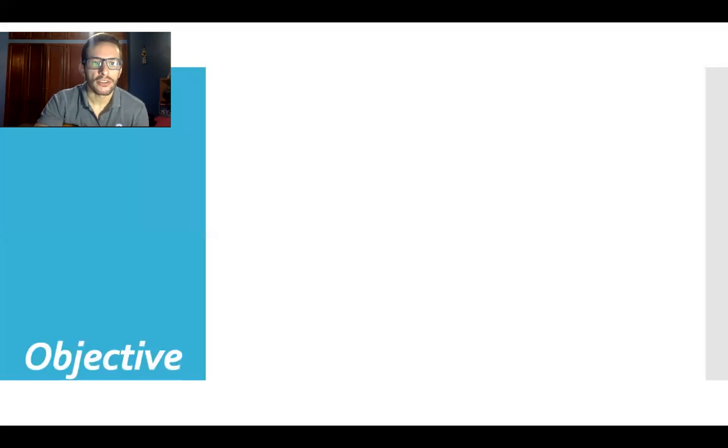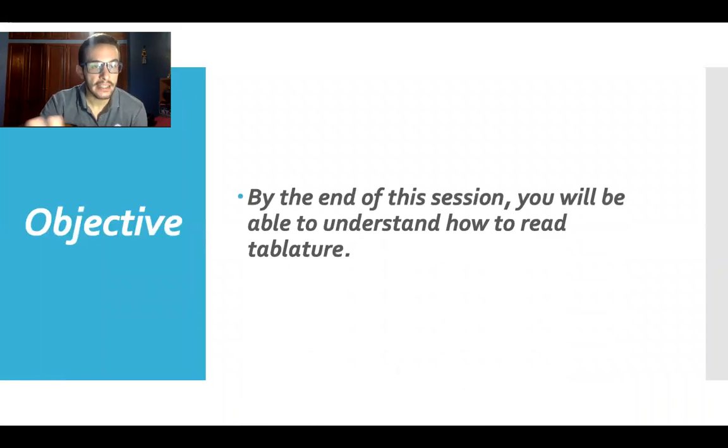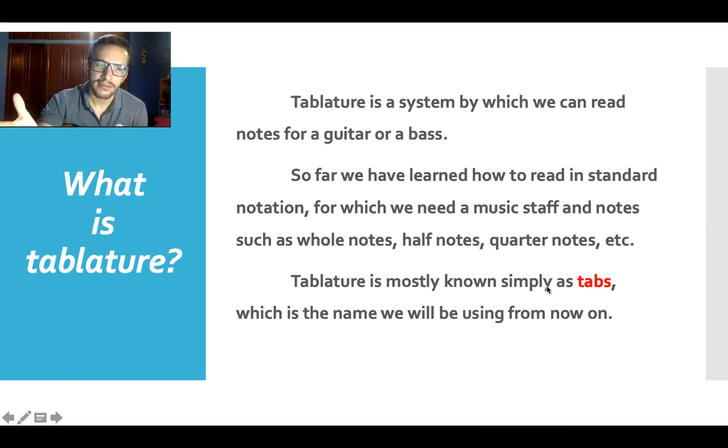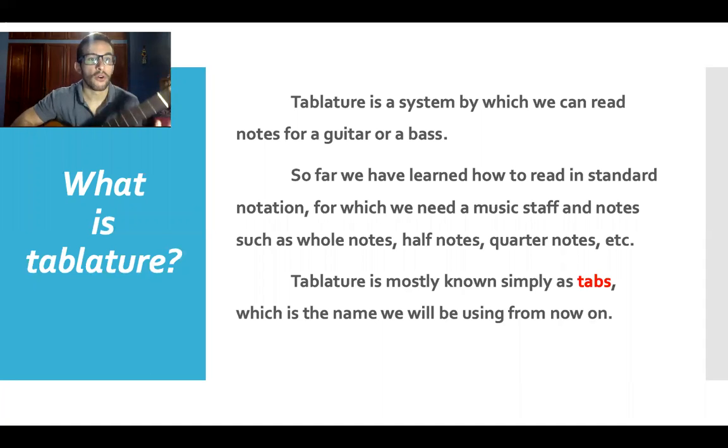So, first, the objective of this session. By the end of this session, you will be able to understand how to read tablature. Pretty straightforward, okay? But first, what is tablature? Tablature is a system by which we can read notes for a guitar or a bass. This will not work for piano or saxophone or any other instruments. It can only work for guitars or basses, okay? String instruments where you have frets.